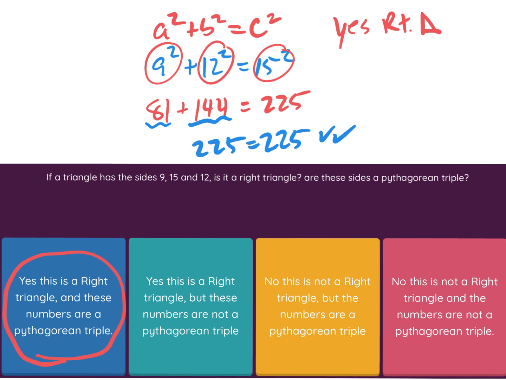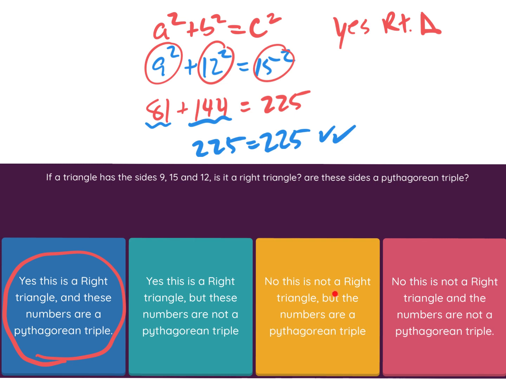Okay, let's look at our other options. Yes, it's a right triangle, but these numbers are not a Pythagorean triple. No, that's not the case. When would that happen? When this does check out, but one of these sides was an actual square root. It's not a counting number. It's an irrational number, right? This one doesn't even make sense.